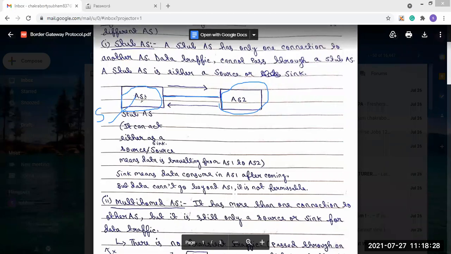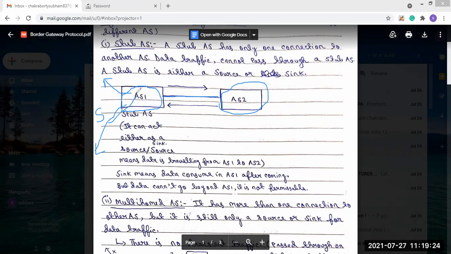And if we choose autonomous system one as a sink, that means autonomous system one will consume the data that is coming to it. Any data coming from any other autonomous system will be consumed, and the data cannot go beyond that autonomous system. That means whichever autonomous system the data is coming from, it will be consumed by autonomous system one.